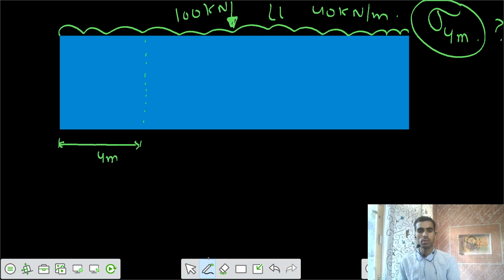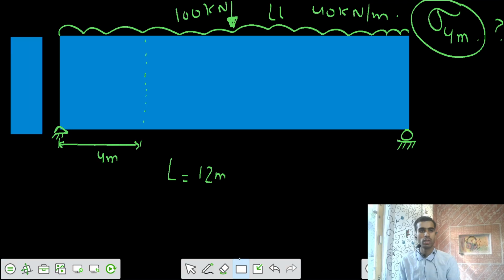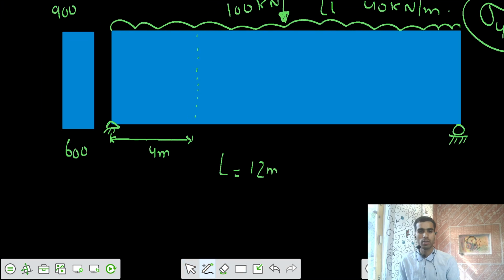So your total length of the beam is 12 meters, and it is simply supported prestressed beam, PSC beam. And the cross section we can show. There is a cross section. This is your cross section, and the dimensions of the cross section are 600 width and depth is 900 millimeters.